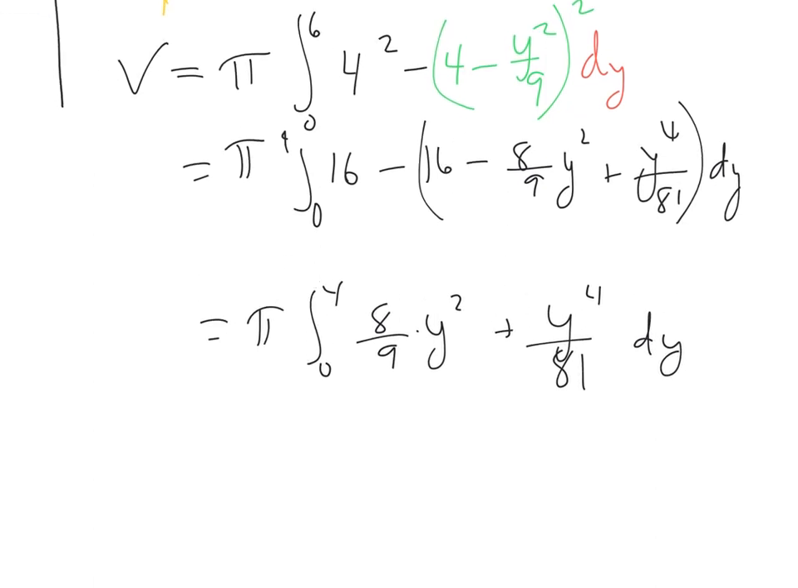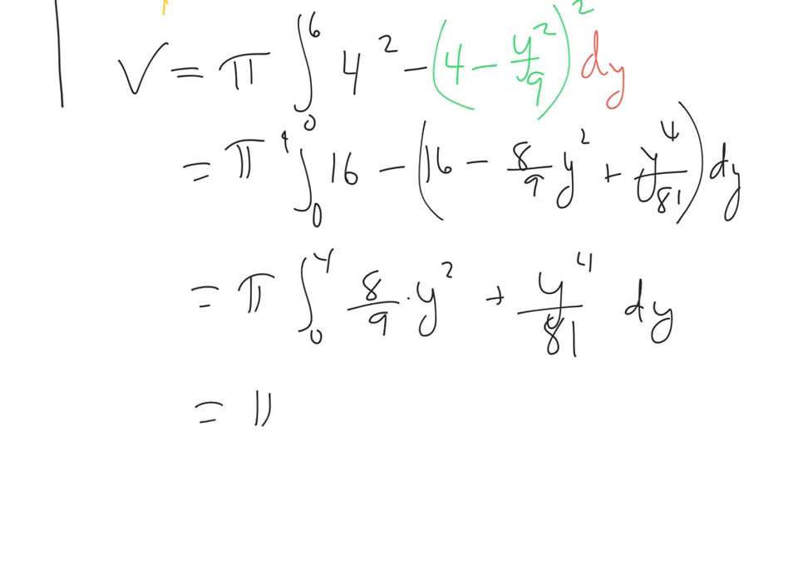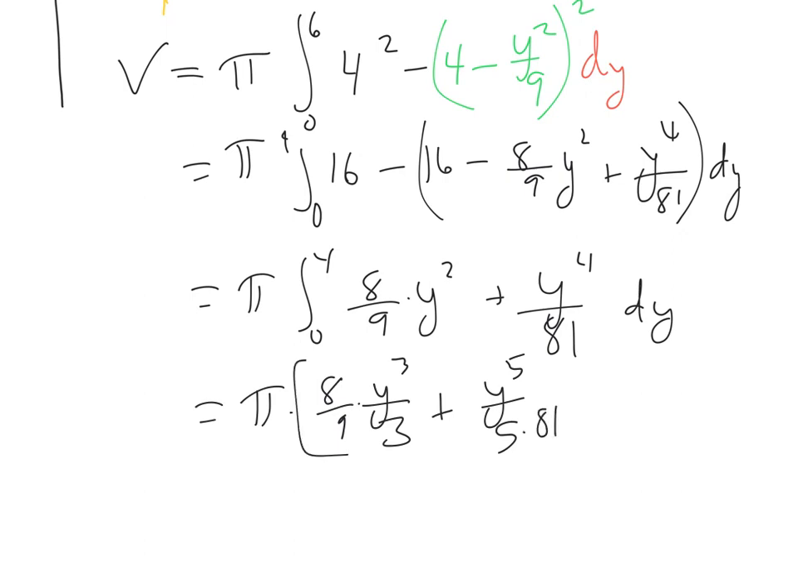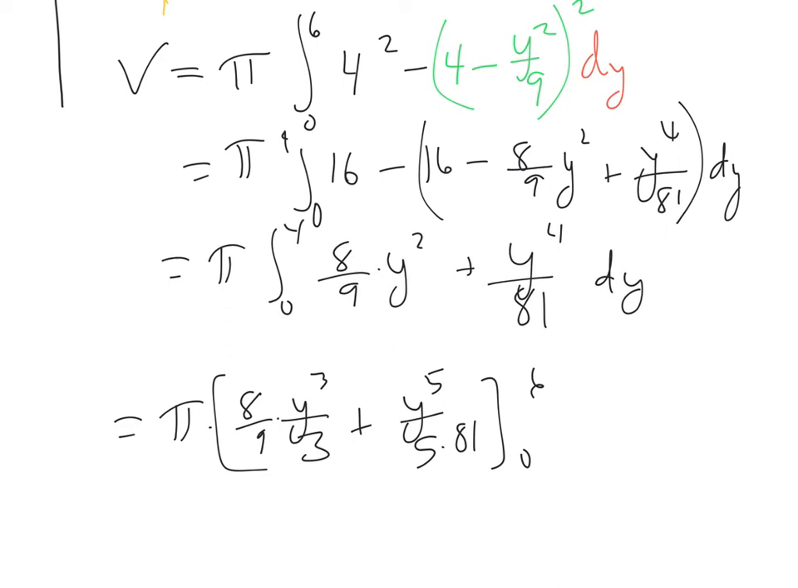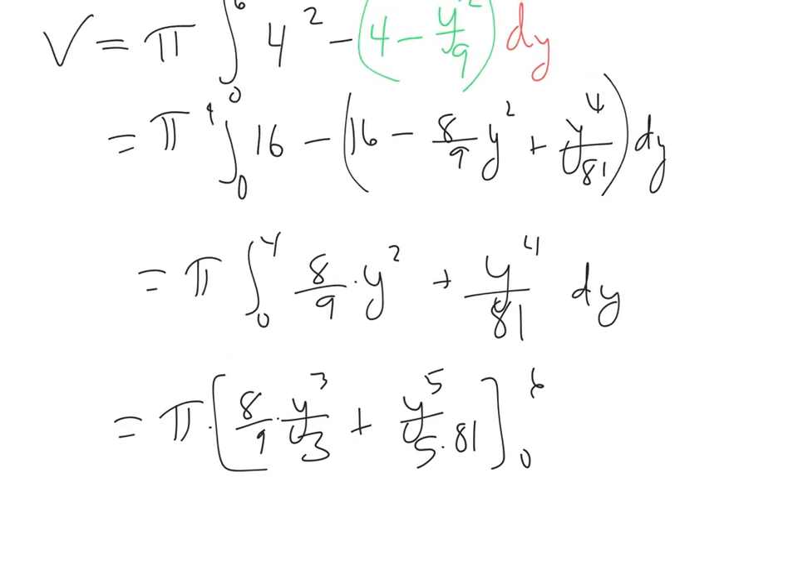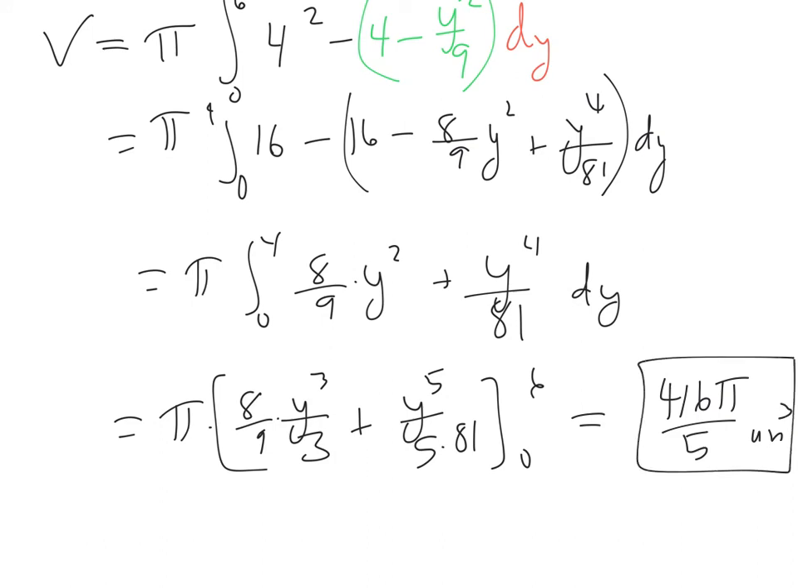I'm going to go ahead and integrate: pi times 8/9 y to the 3rd over 3 plus y to the 5th over 5 times 81 in the denominator, evaluating from 0 to 6. Of course, we can pretty much ignore the 0, and I'm going to end up with, good luck with your calculations here, a final answer of 416 pi over 5 units cubed. Double check my math, but that's what I got.